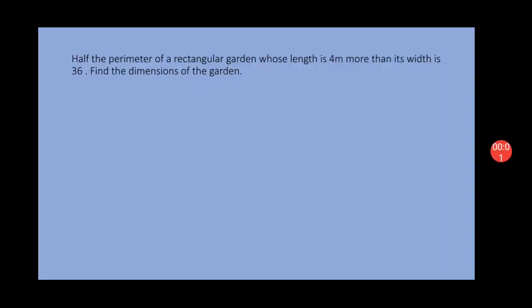In this way also we can solve: the half perimeter of a rectangular garden, whose length is 4 meters more than its width, is 36 meters. Find the dimensions of the garden. See, this is the fifth question of the exercise. So the garden is in rectangular shape and its half perimeter is given. Half perimeter means what?